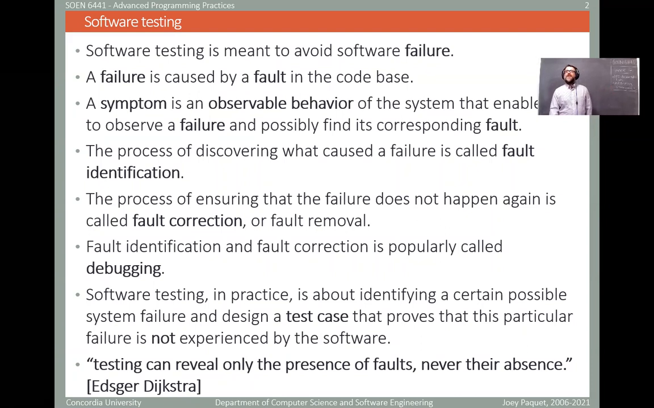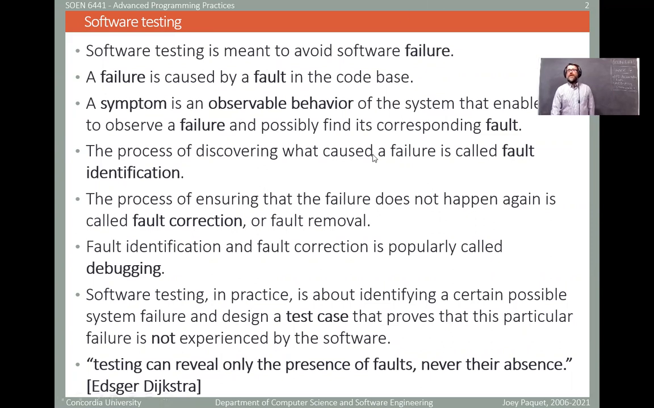So first there's a failure. Failure is caused by a fault. And as you see a failure, you don't see the cause, you actually see a symptom, a symptom being an observable behavior. Now, that's what we're going to do when we do unit testing in particular here. We're going to actually force the observation of a certain behavior, or in this case, misbehavior.